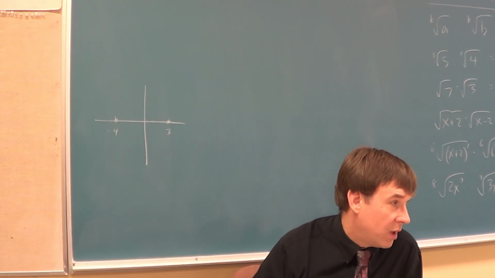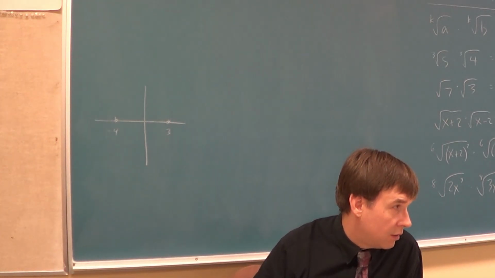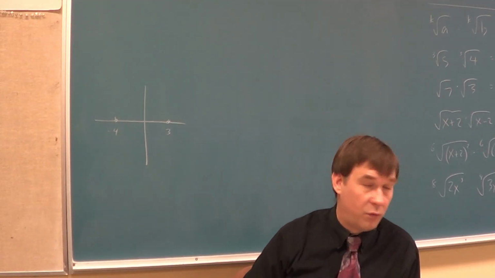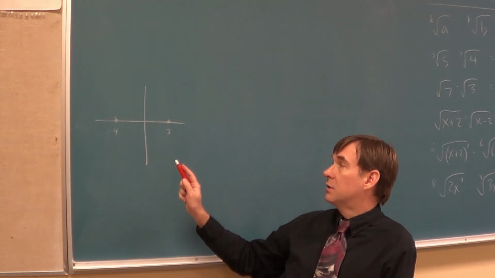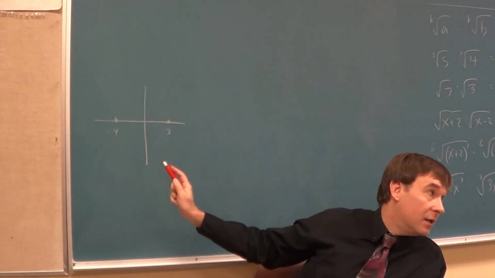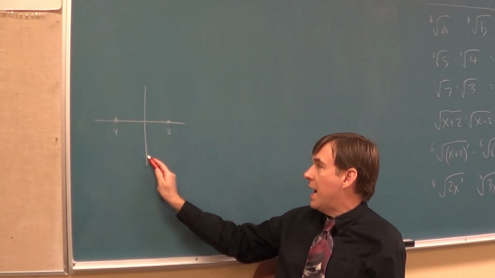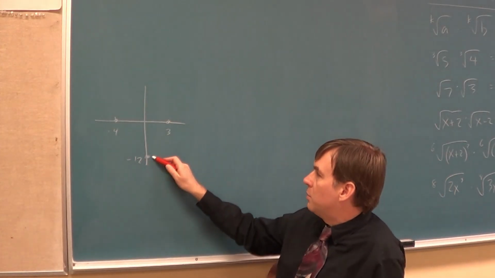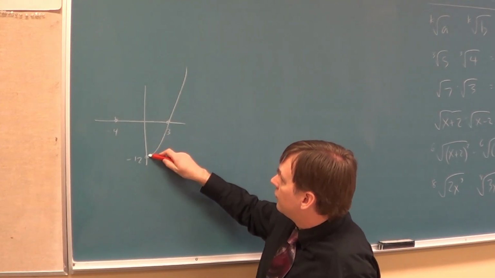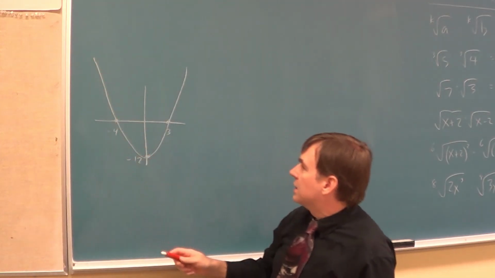Plug in 0. If you plug in 0, what comes out? Negative 12. What does that tell us about this? It's where it touches the y-axis. So this touch point would be down 12. We get something like that.